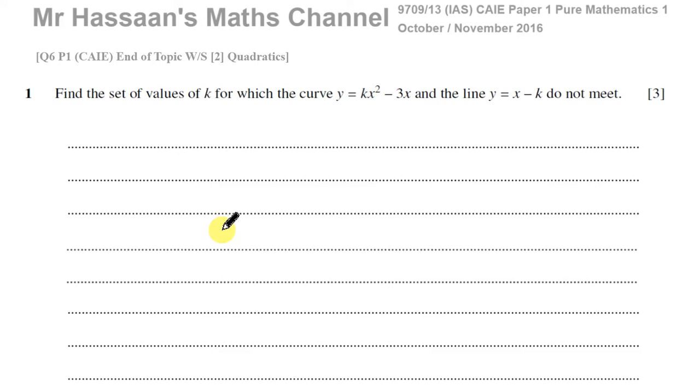This is also question number 6 from my end of topic worksheet from my Pure 1 collection of Cambridge worksheets on quadratics. And this question was one that one of my students has asked me to answer, so I'm doing so.